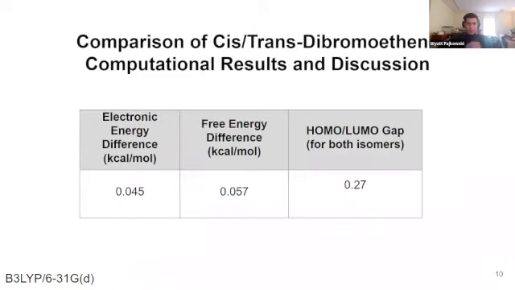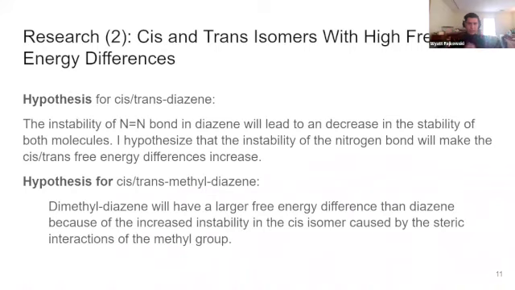So yeah, these are the first two molecules I studied, and now I'm moving on to the second, which is the cis and trans diazine and dimethyl-diazine. So second aspect of my research here: to find cis and trans isomers with high free energy differences. Again, tentative hypothesis here for cis and trans diazine was that nitrogen wants to be triple bonded to itself. So I was thinking that a molecule with a double nitrogen bond would lead to a decrease in the stability of both molecules. And with stability being correlated to free energy, I hypothesized that the instability of this nitrogen bond would make the cis and trans free energy differences increase or be more intense.